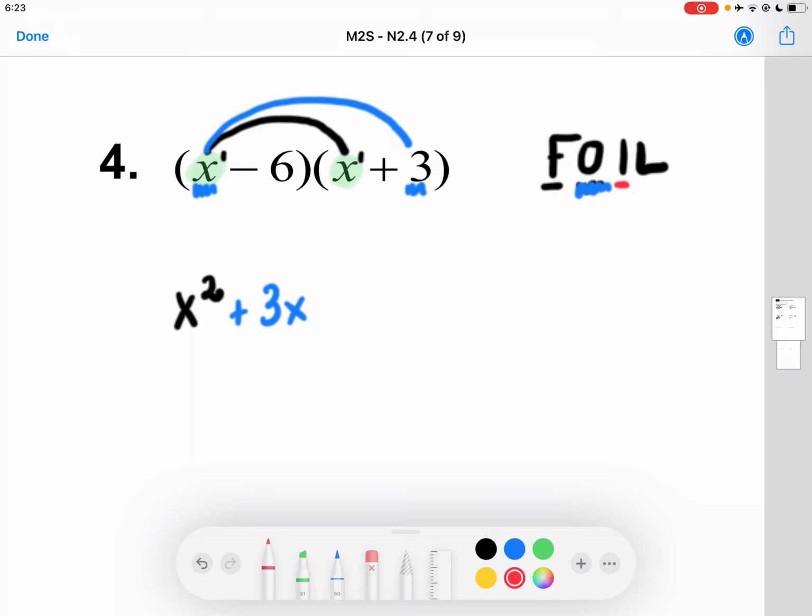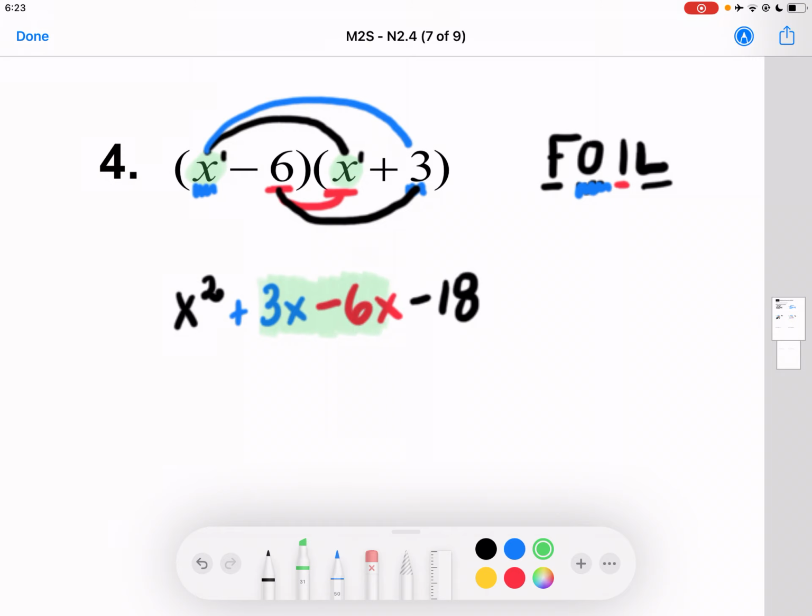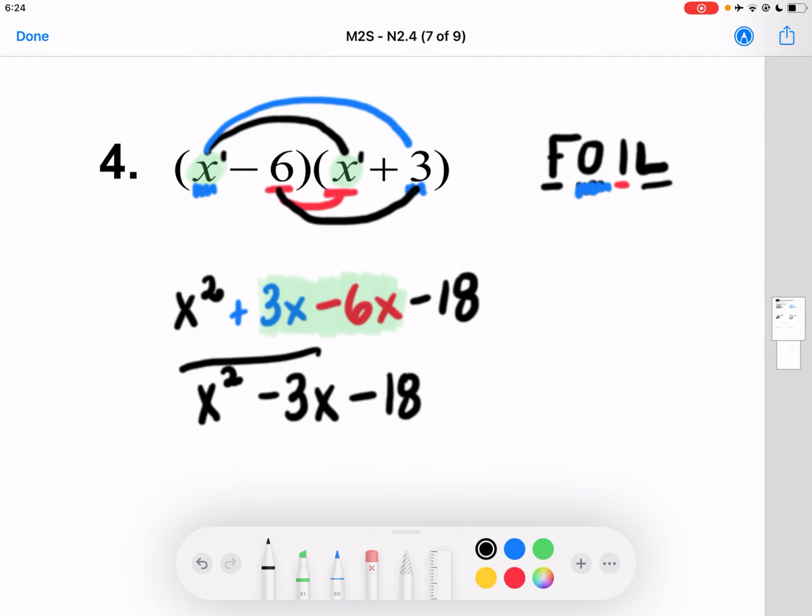Now that we've FOILed, you just combine like terms. You'll notice they'll always be in the middle, the ones you'll combine. Those two both have an x. So we have x squared. 3 minus 6 is -3. So we have x squared minus 3x minus 18. And you are done.